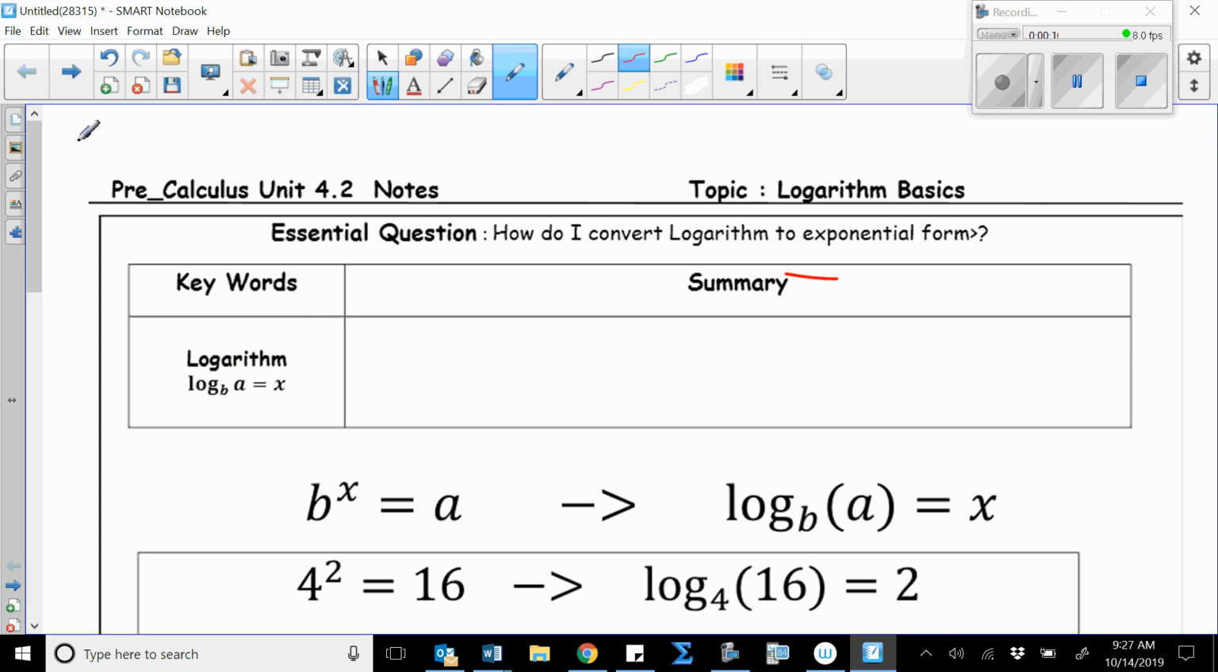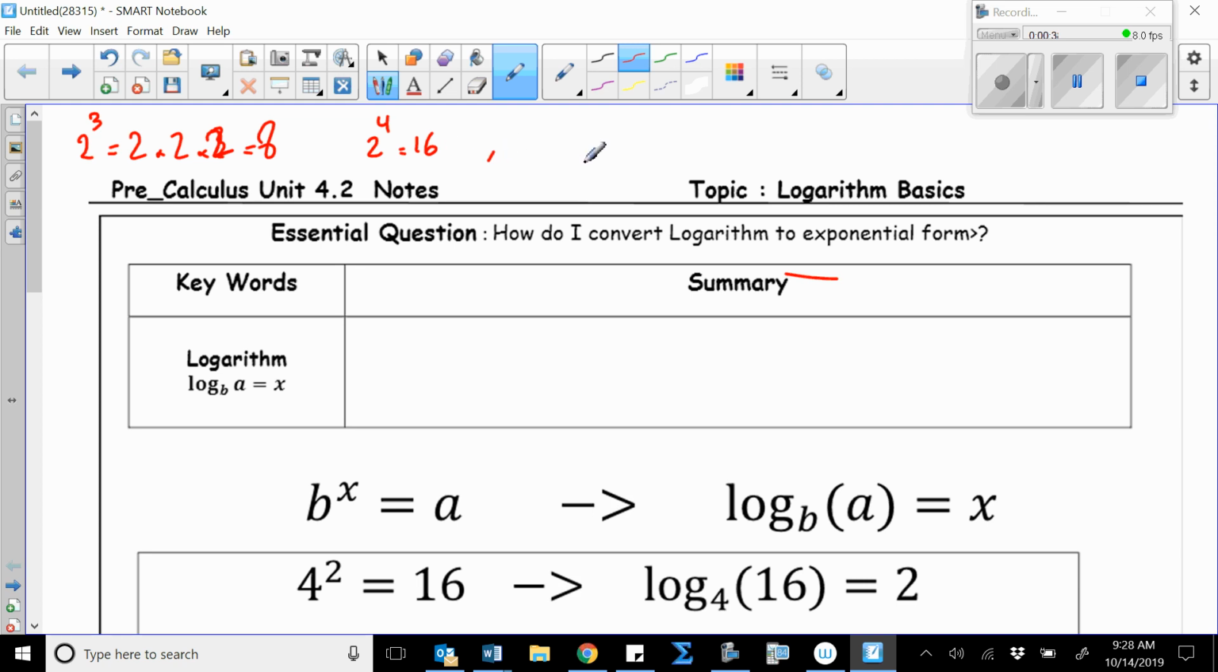We've already learned about exponentials. For example, if I have 2 to the power of 3, that means we are multiplying 2 3 times by itself and it's equal to 8. So if I ask you what is 2 to the power of 4, you're going to multiply 2 4 times by itself and it will be equal to 16.